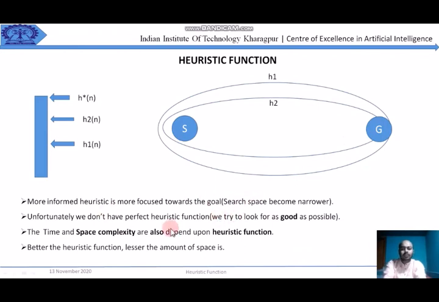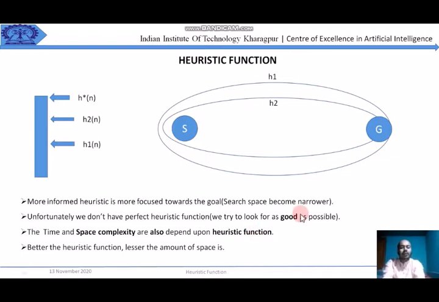From this example, we can see that h1 and h2 are both admissible heuristic functions, that is, less than h star, the actual cost. The search space created by h1 is bigger, and the search space created by h2 is smaller, contained in that of h1. Why? Because h2 is closer to h star. So a more informed heuristic is more focused towards the goal and the search space becomes narrower. Unfortunately we don't have the perfect heuristic function, so we try to look for one as good as possible. Here good is again problem specific.